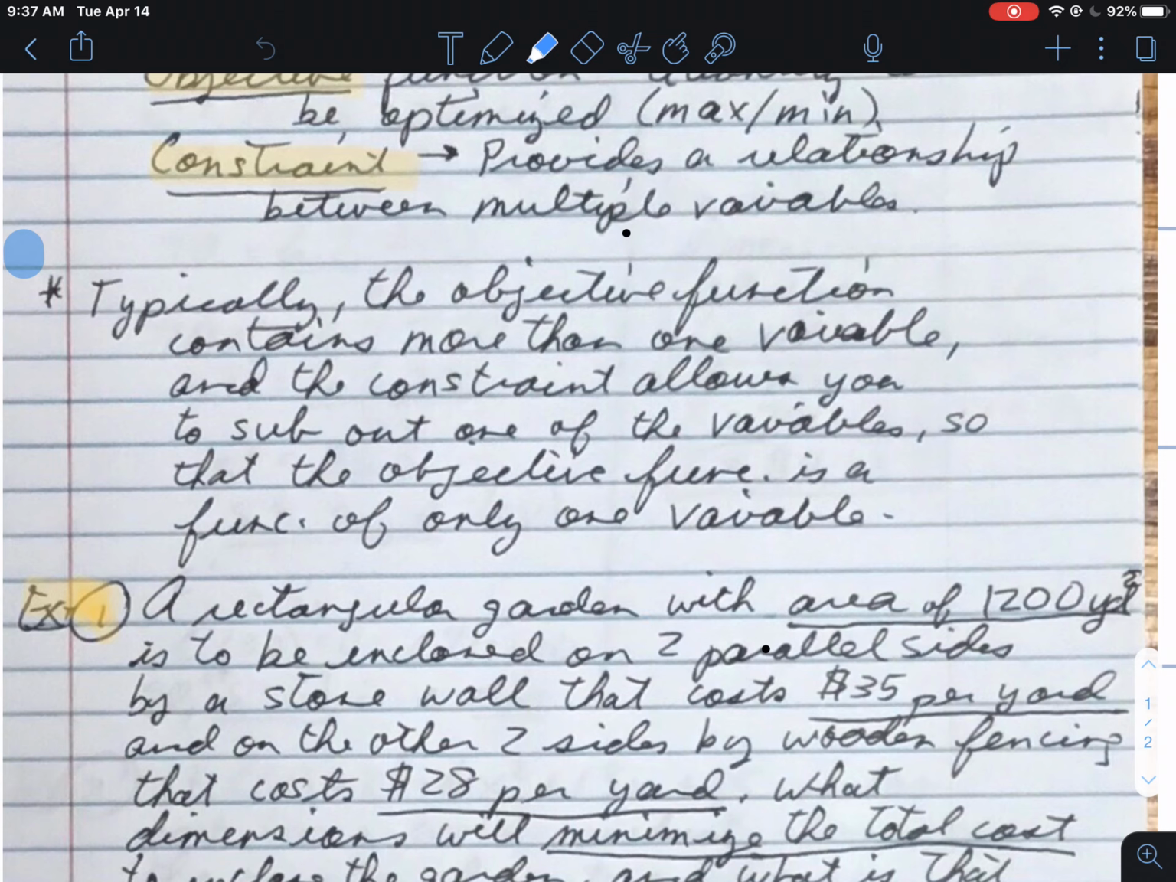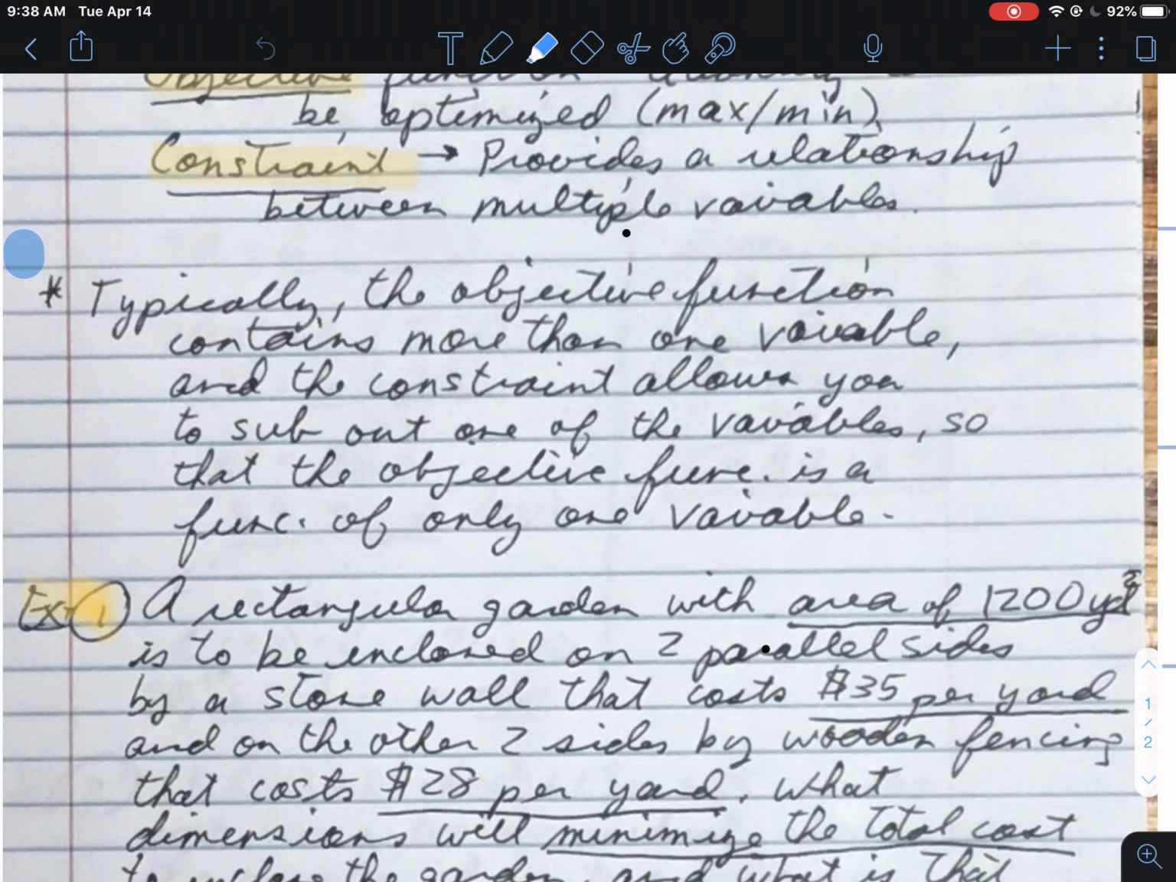And then the constraint is what allows you to rewrite that objective function in terms of one variable. So if I have an objective function involving two variables, and I have a constraint, which is another equation that gives me a relationship between those two variables, then I can solve that constraint for one of those variables and sub it out in the objective equation. Once we do that, we're going to end up with our objective function containing a single variable. And then we're just back to business as usual at that point.